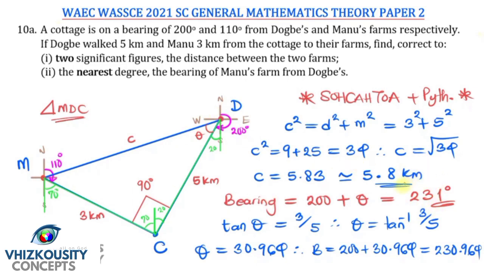And with that, we've been able to solve this question by first interpreting and getting our diagram correctly and making use of SOHCAHTOA and Pythagoras theorem, since it is giving us a right angle triangle. If it was giving us a scalene triangle, we could have used the sine and the cosine rule, but we are good since it's a right angle triangle, and our question is done and dusted. All right.